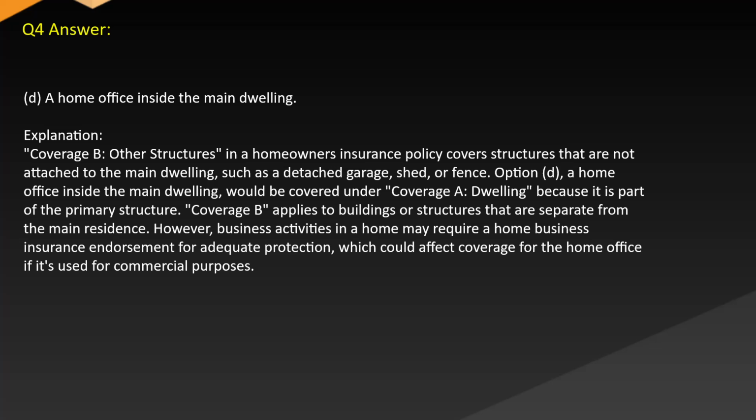Explanation. Coverage B, Other Structures, covers structures that are not attached to the main dwelling, such as a detached garage, shed, or fence. Option D, a home office inside the main dwelling, would be covered under Coverage A, Dwelling, because it is part of the primary structure. Coverage B applies to buildings or structures that are separate from the main residence. However, business activities in a home may require a home business insurance endorsement for adequate protection, which could affect coverage for the home office if it's used for commercial purposes.